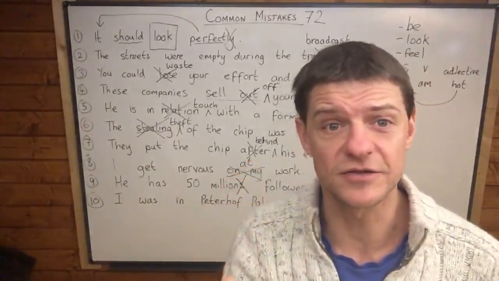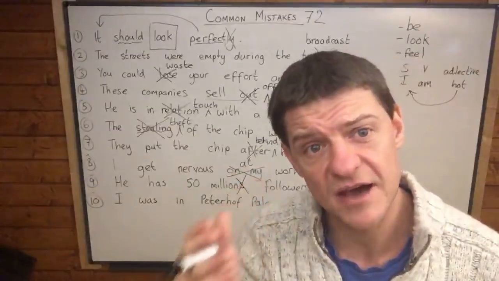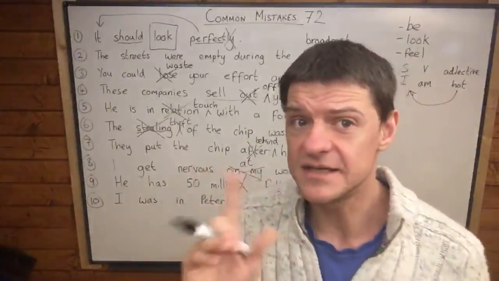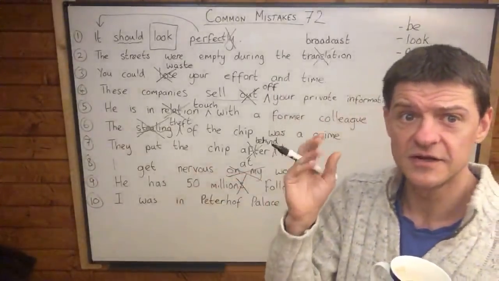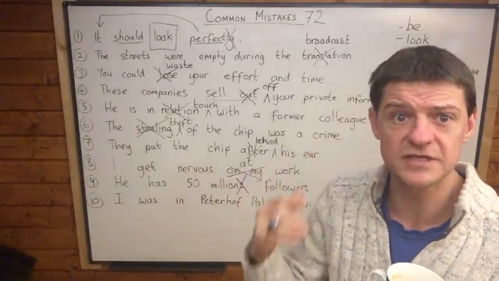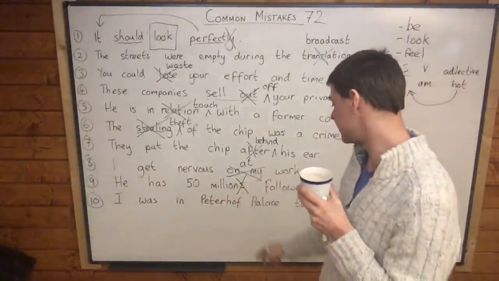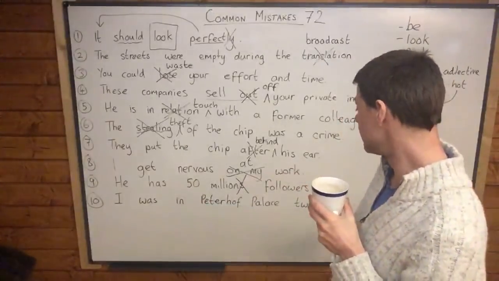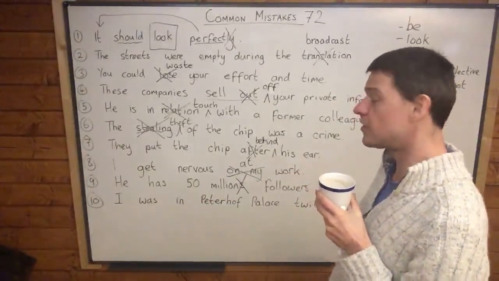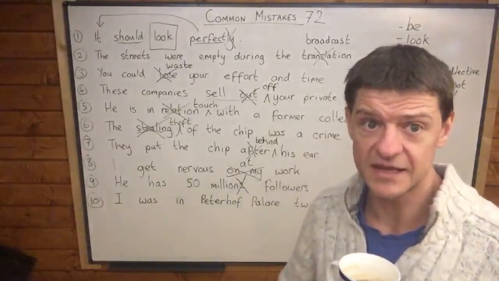The same with 1,000, 5,000, 6,000, 7,000. Never put an S on the end of 5,000, 600, 7 million, 100 million. It will always be without an S. Okay, the last one, I was in Peterhof Palace twice. This is a tense mistake, really.